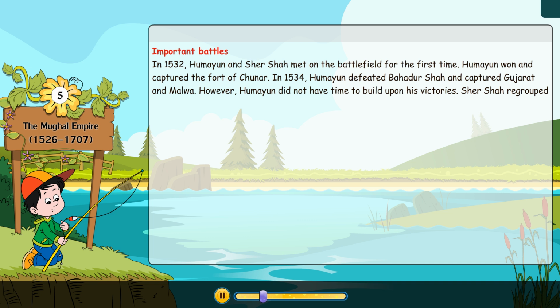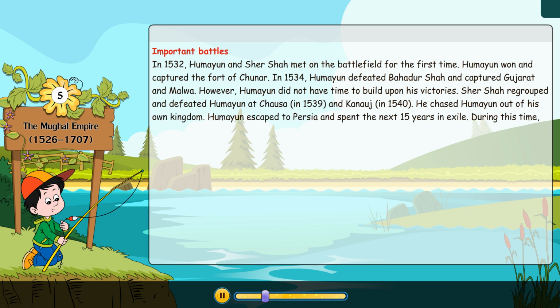Sher Shah regrouped and defeated Humayun at Chausa in 1539 and Kannauj in 1540. He chased Humayun out of his own kingdom. Humayun escaped to Persia and spent the next 15 years in exile. During this time, the Sur Empire under Sher Shah reigned supreme in India.